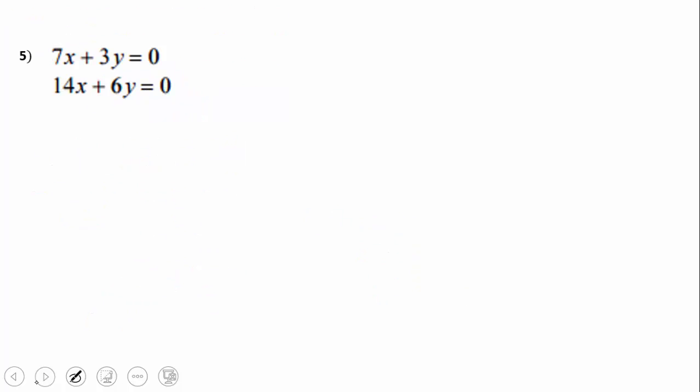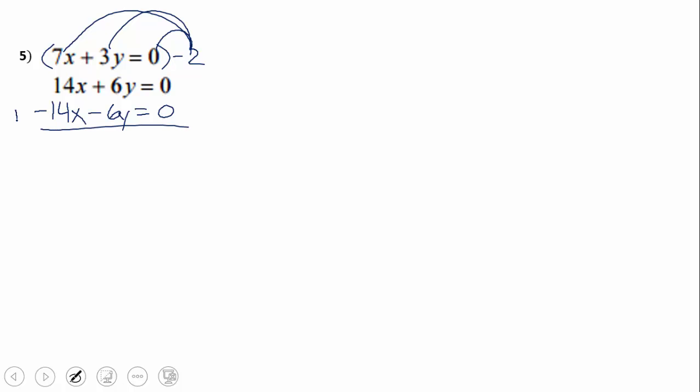All right, let's go to our next example. 7x plus 3y equals 0. 14x plus 6y equals 0. And I am going to specifically choose elimination on this one. I'm going to take this first equation and multiply it by negative 2. Negative 2 times 7x is negative 14x. Negative 2 times a positive 3 is negative 6y. And negative 2 times 0 would be 0.